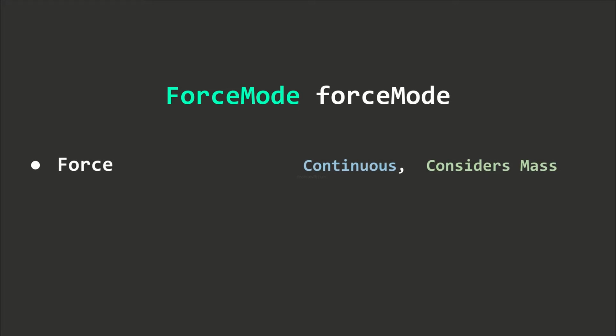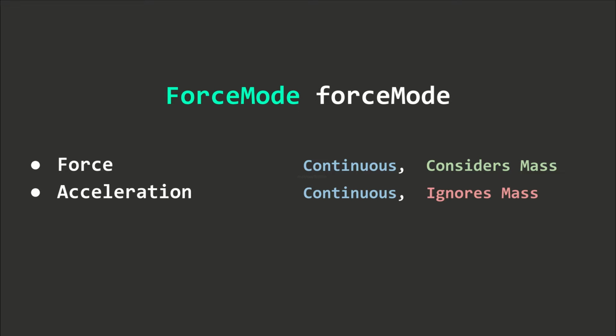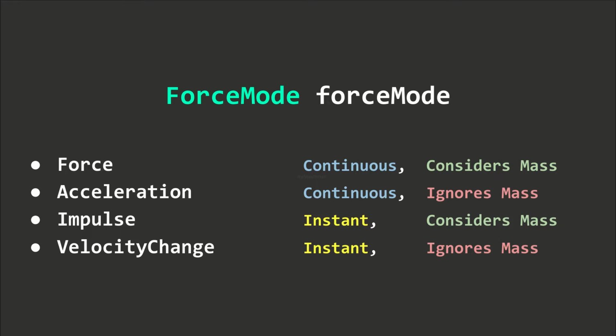If you browse the Unity scripting API, you will find the above methods also take an optional ForceMode parameter. This parameter specifies how the force should be applied. Force and impulse mode considers the mass of the object, while acceleration and velocity change mode do not. Force and acceleration mode apply a continuous force, while impulse and velocity change mode apply an instant force.